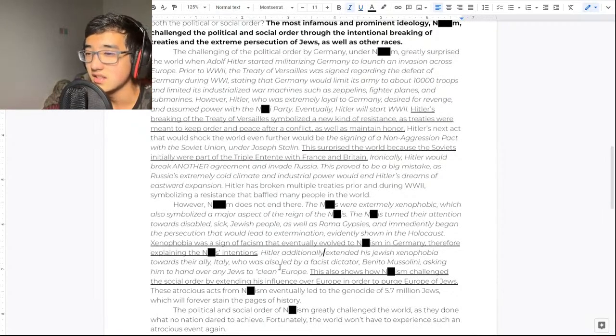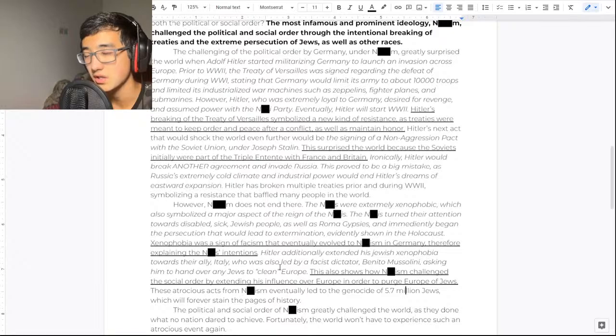Hitler additionally extended his Jewish xenophobia towards the ally Italy, who was also led by fascist dictator Benito Mussolini, asking for him to hand over any Jews to clean Europe. This also showed how you-know-what challenged the social order by extending his influence over Europe in order to purge Europe of Jews. These atrocious acts from you-know-what eventually led to the genocide of 5.7 million Jews.